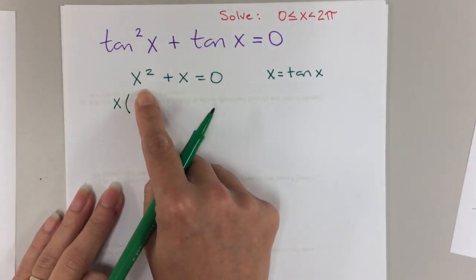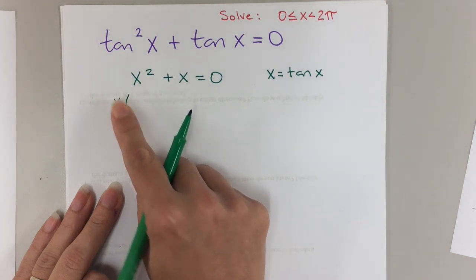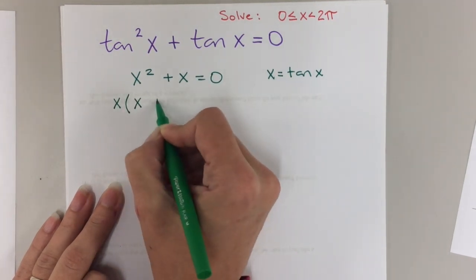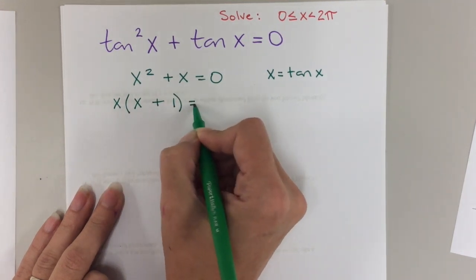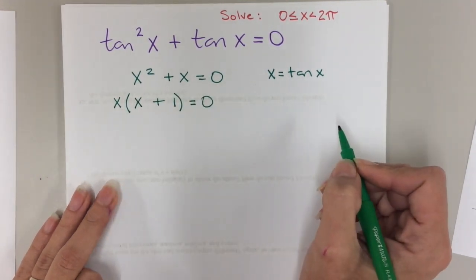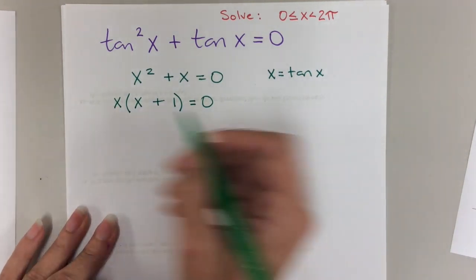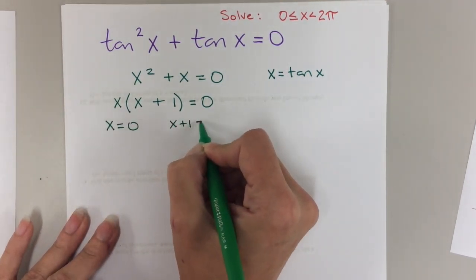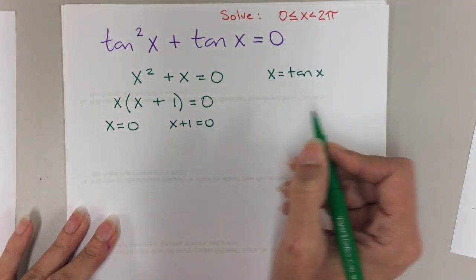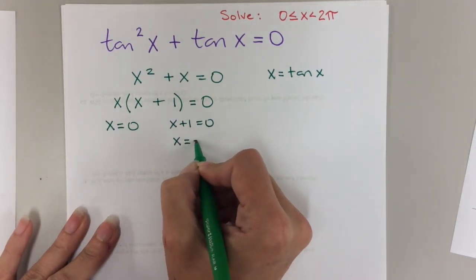When we factor it out of here, x squared divided by x is a single x. x divided by x is 1. And so we're left here. And if we were continuing to solve, we would say x equals 0 and x plus 1 equals 0. Then we would say x equals negative 1.